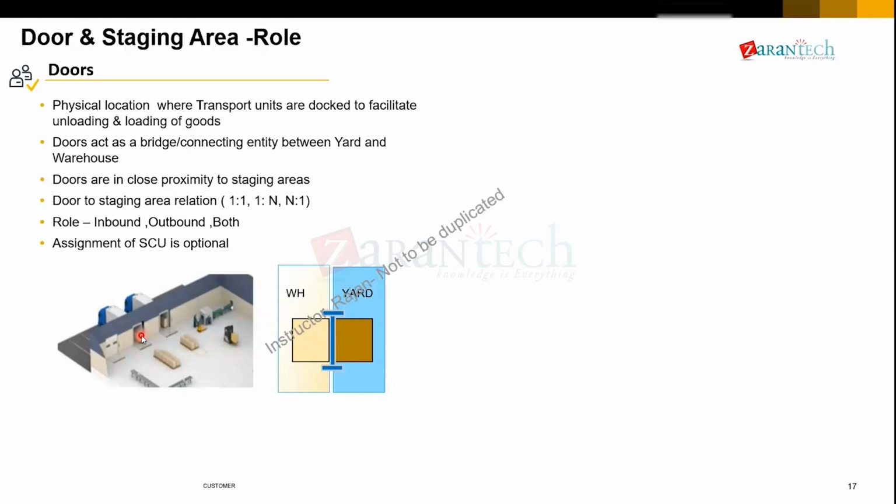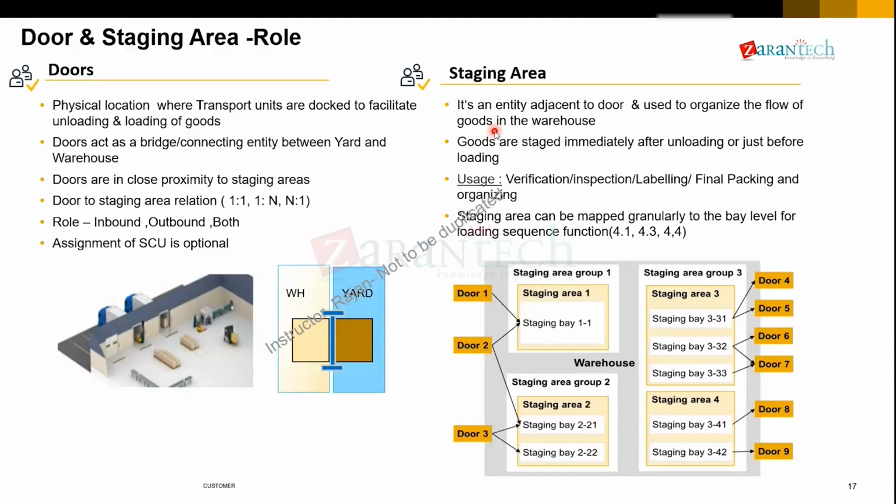In case you are looking at a specific door, maybe a rail door or rail side yard, and you want to have some loading equipment and track it in the supply network, then you might do that optional activity. Staging area. This is an area or entity adjacent to the door, as we talked about, used to organize the flow of goods just before loading or immediately after unloading. And the usage we talked about: verification, inspection, labeling, final packing, organizing, and so on.